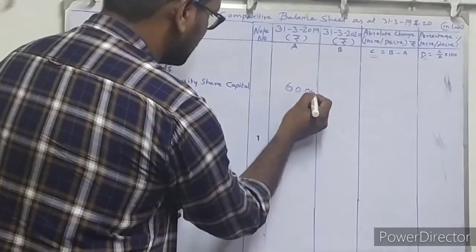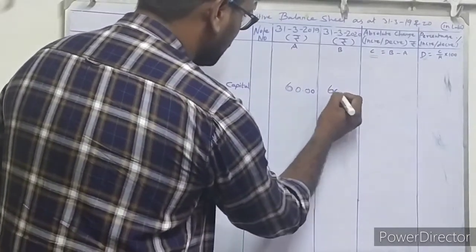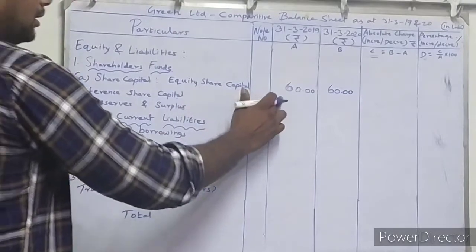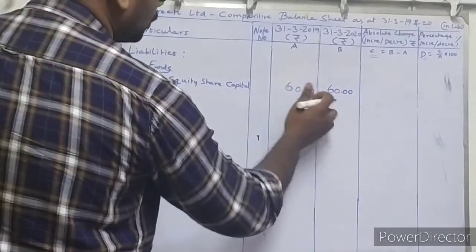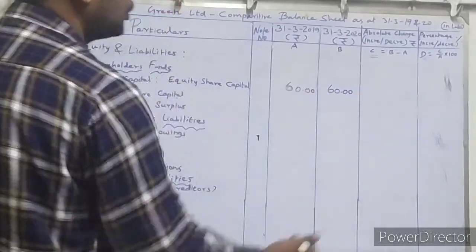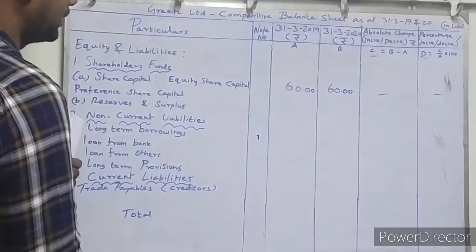60.00 denotes 60 lakh rupees, and for the current year also 60 lakh rupees, especially for equity share capital. So no changes. C is equal to B minus A. The answer will be 0, and we cannot conclude how many percentage is increased or decreased.